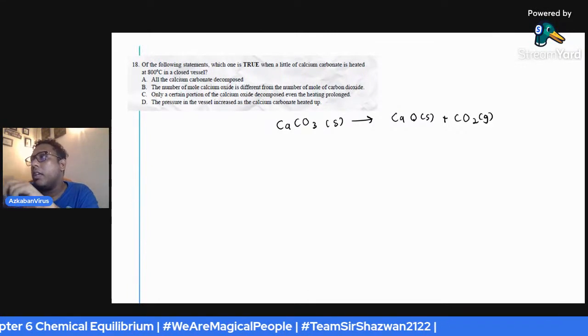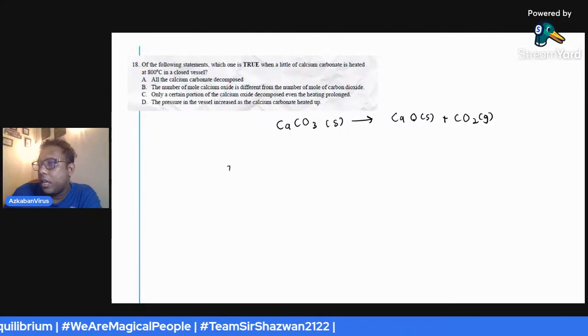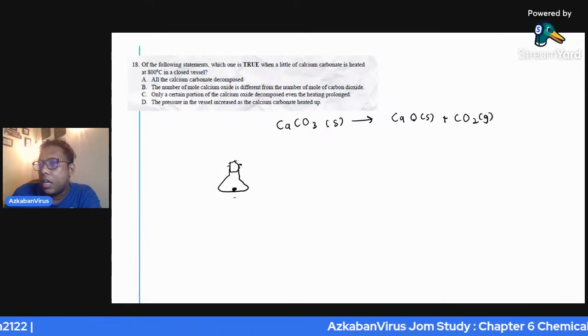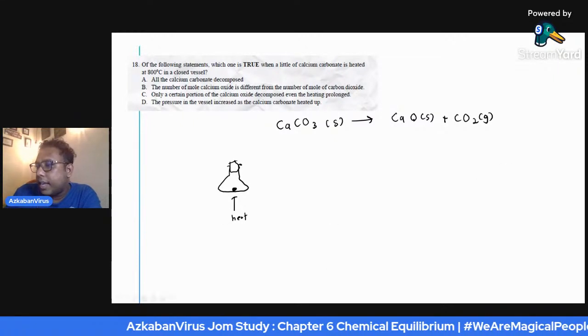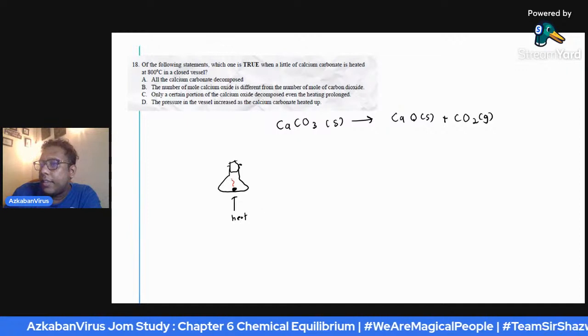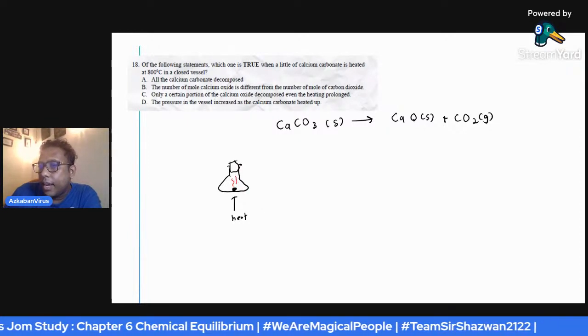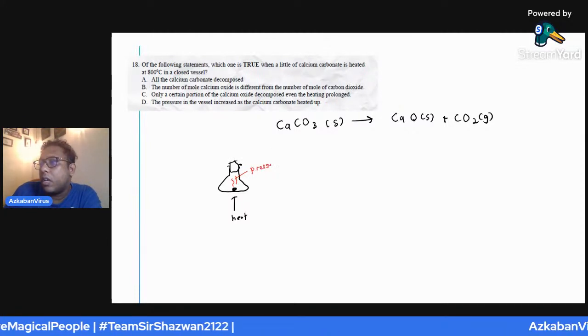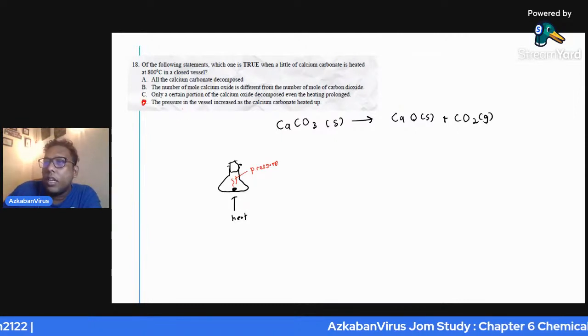Okay, kenapa D? Sebab bila kita panaskan dia, kita akan hasilkan gas. Kita akan hasilkan gas. Gas ni akan terkumpul dan akan menyebabkan wujudnya pressure. Okay, so yang paling betul sekali di sini adalah D.